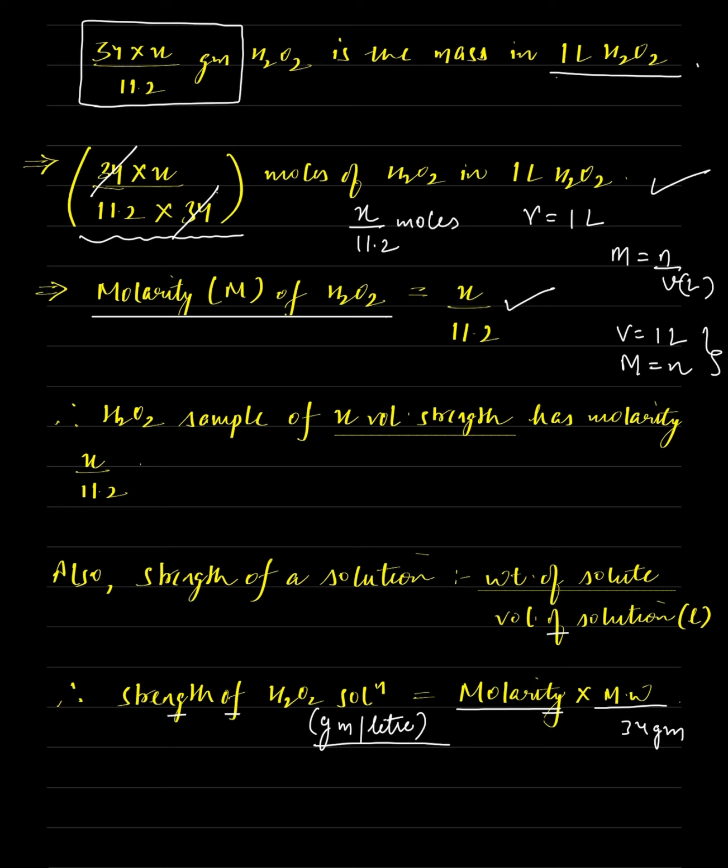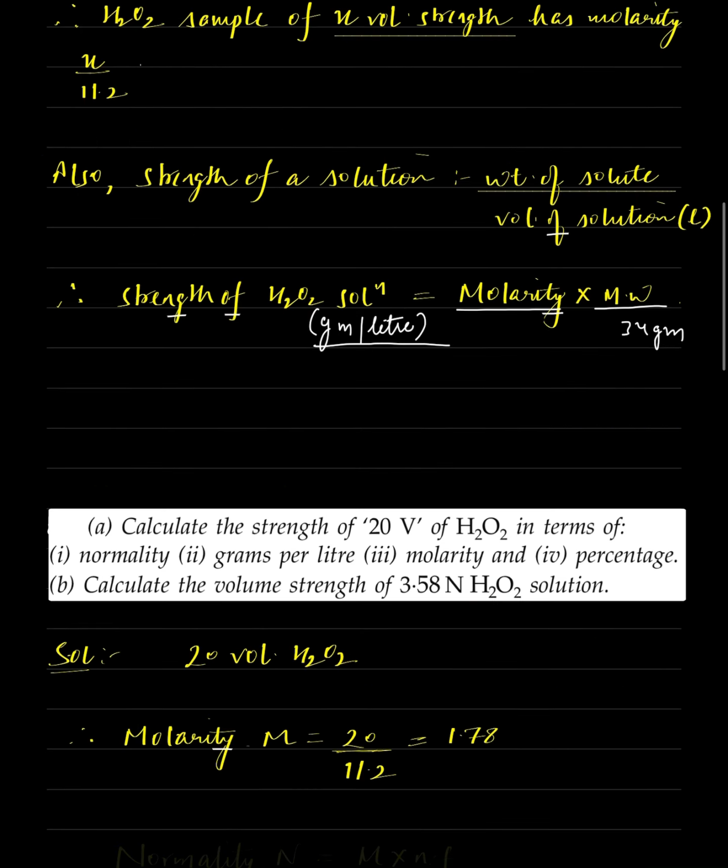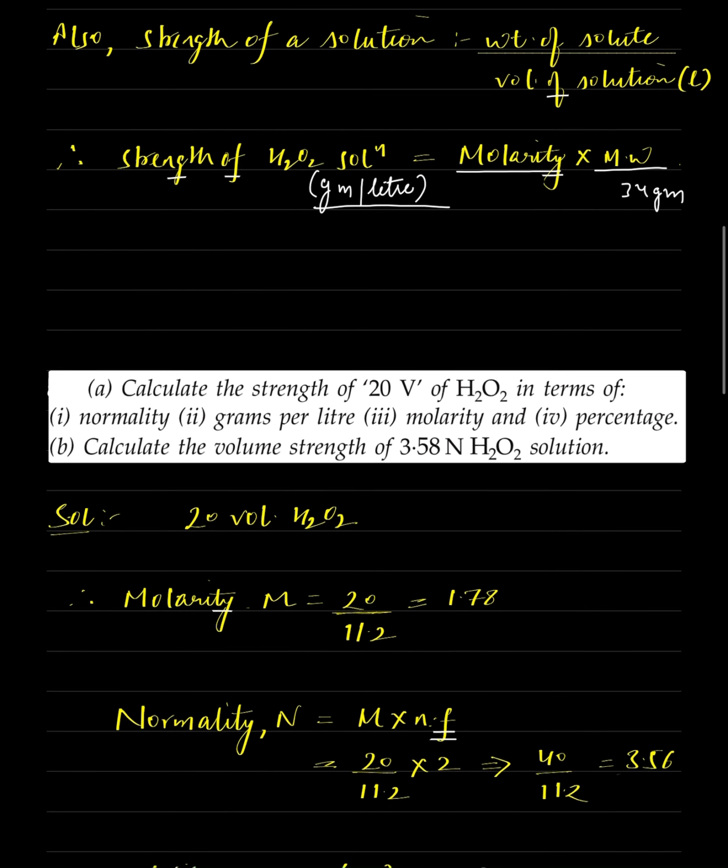Now I hope you understood the concept properly. So let's try to apply this concept in the form of a question. The question says you are given 20 V H2O2 solution. The volume strength of H2O2 is given as 20 V, and we have to calculate the strength in terms of normality, grams per liter, molarity, and percentage. In these four terms, you have to calculate the strength of H2O2, right?